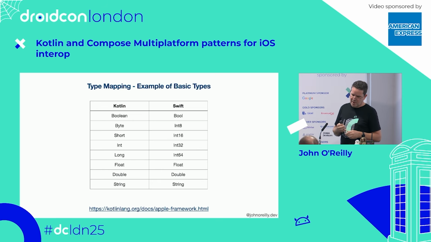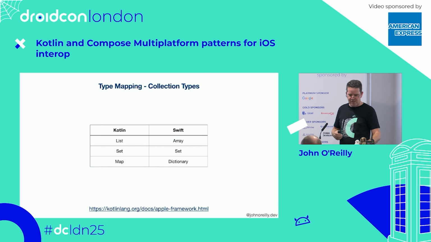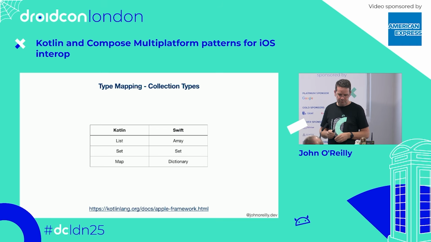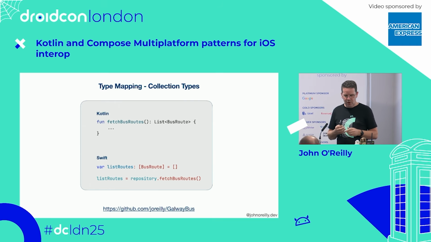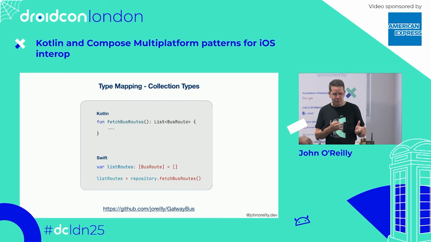Just showing then the mappings of some of the basic types. Again, these map quite seamlessly. And lastly, some examples of collection types being mapped. Kotlin List to Swift Array, Set to Set, and Map to Dictionary. And a small example then of calling KMP code from Swift that returns a Kotlin list, which can then be assigned directly to a Swift array.